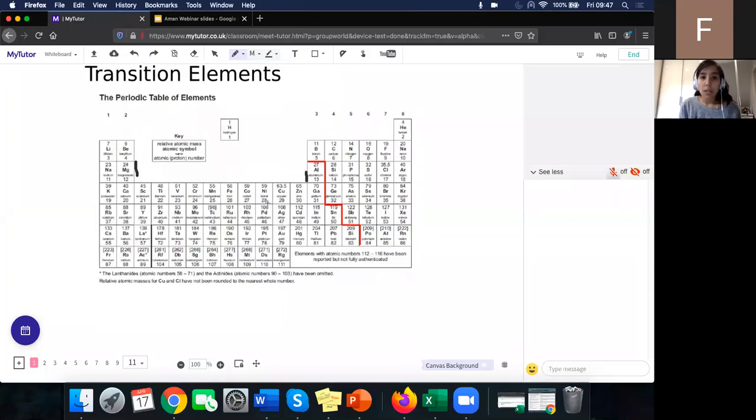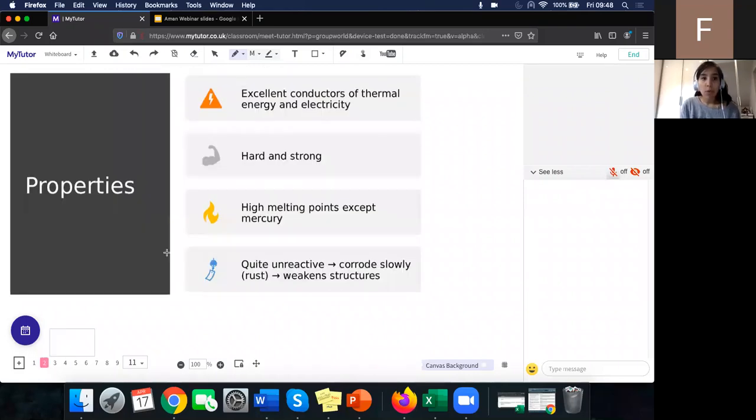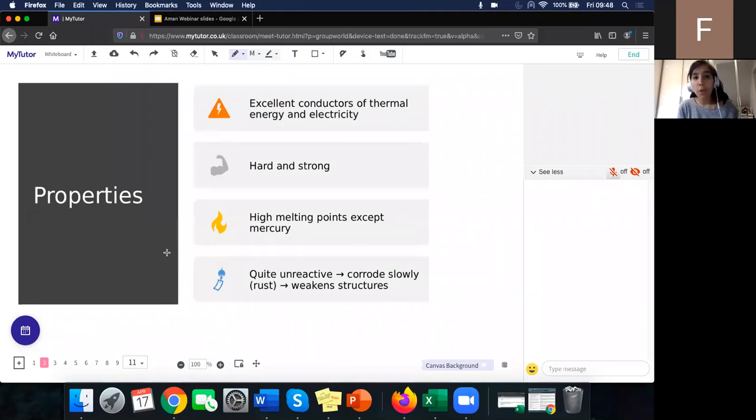So the transition elements, as I said, they're this big block in the middle. Remember yesterday we looked at the alkali metals, which were group 1, and group 7, the halogens, and on Wednesday we looked at the noble gases in group 0 or group 8. So the properties of transition metals, before I go into these, I think it's important that I mention all the different exam boards. So with regards to the AQA exam board, what you need to know is the differences between the transition metals and the alkali metals. So the properties that the transition metals have compared to the alkali metals, which we will go through today.